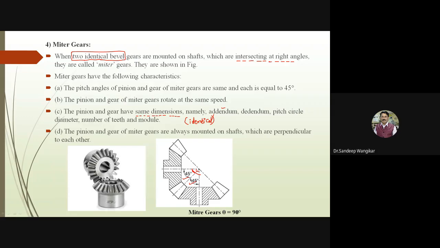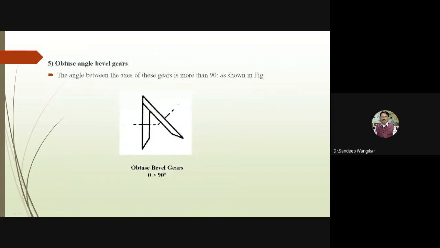Obtuse angle. See, theta is greater than, you can see here, this theta. So theta is greater than 90 degrees. We have seen acute angle, we have seen right angle, and here if the angle between the axes of these gears is more than 90, then we will call it an obtuse angle bevel gear. Referring to the figure, if theta is more than 90 degrees, then such a case is called an obtuse angle bevel gear.